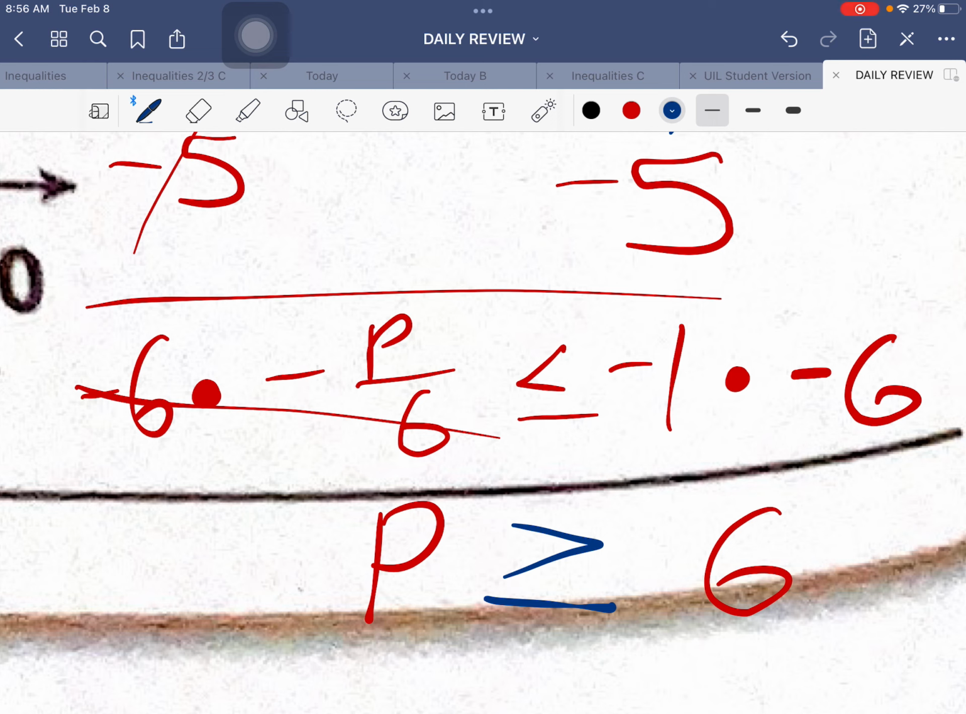When you multiply or divide by a negative, you switch the signs. When you multiply or divide by a negative, you simply flip the symbol. You just flip the symbol.